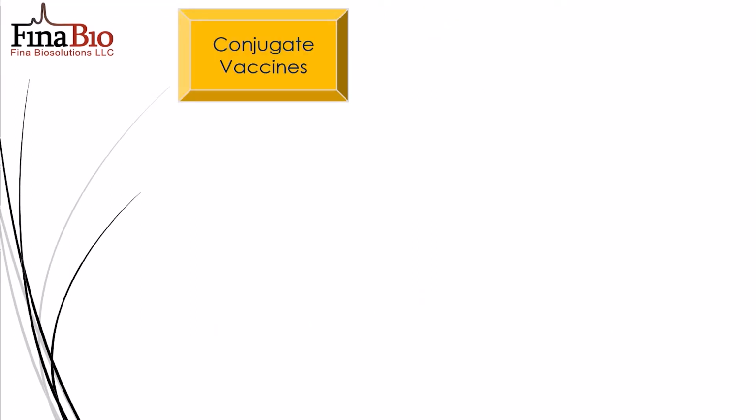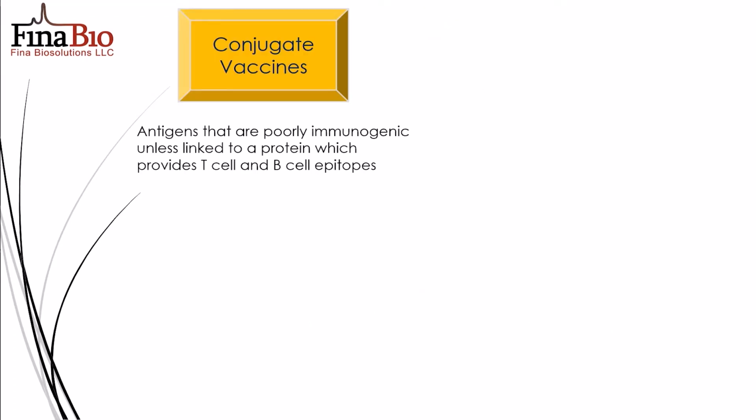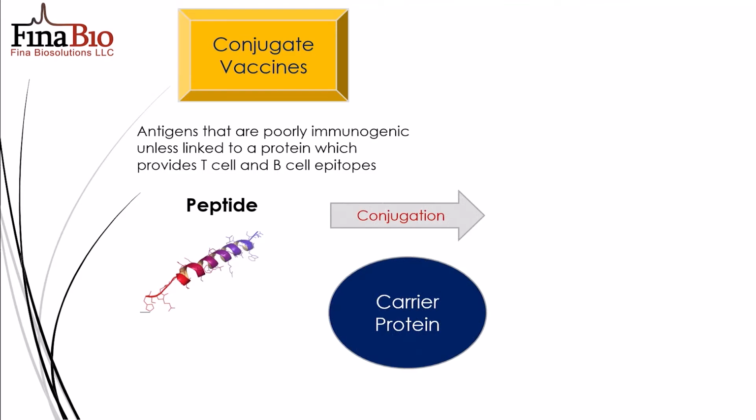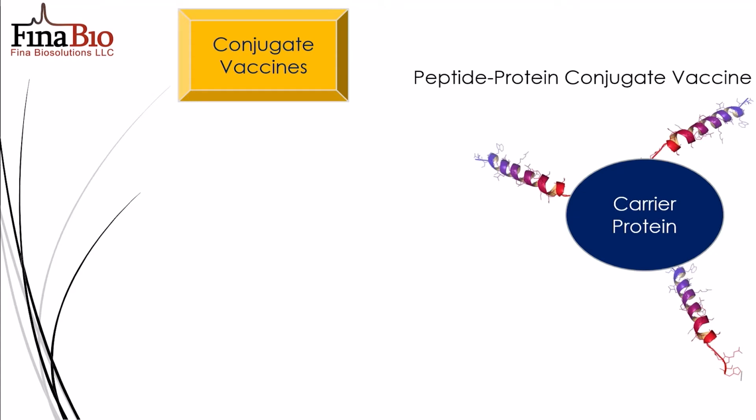So what are conjugate vaccines? There are many antigens which are poorly immunogenic unless chemically linked to a protein, which provides needed T and B cell epitopes. These antigens include oligo and polysaccharides, peptides, chemicals, and even some proteins. Chemically linking, for example, a peptide to a protein, the carrier, creates the peptide protein conjugate vaccine.